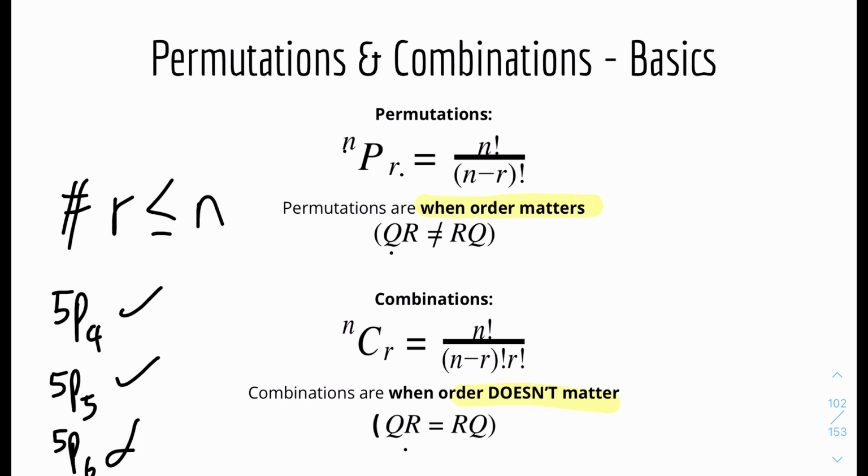For permutations, the equation is basically n factorial over n minus r factorial. So if it's 5P3, n is the superscript, so it'll be 5 factorial over 5 minus 3 factorial, and you could simplify that.